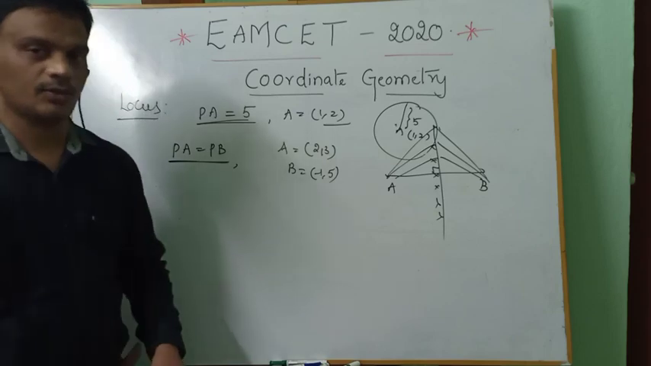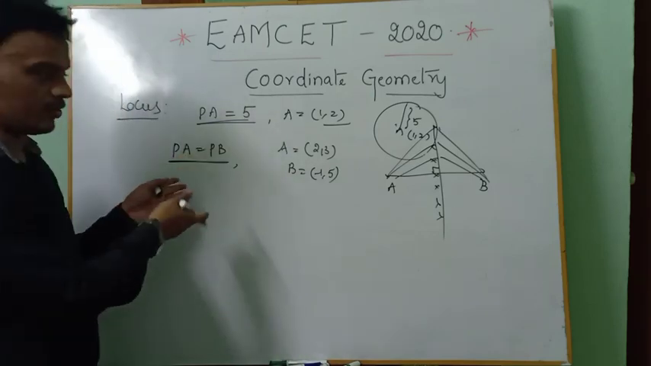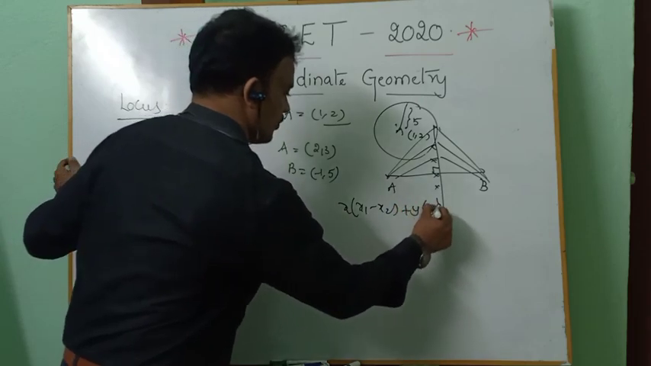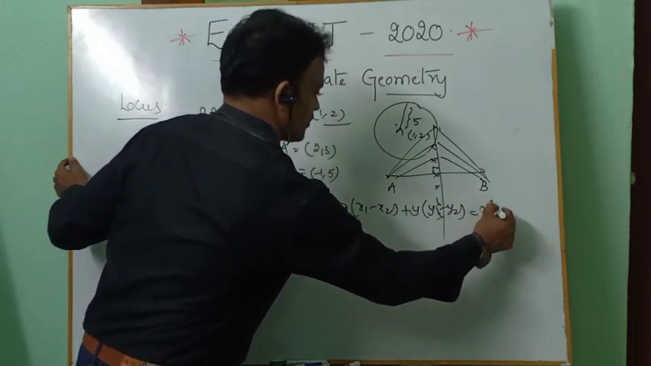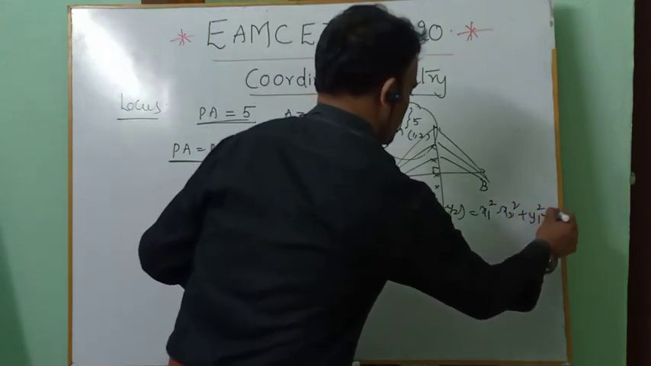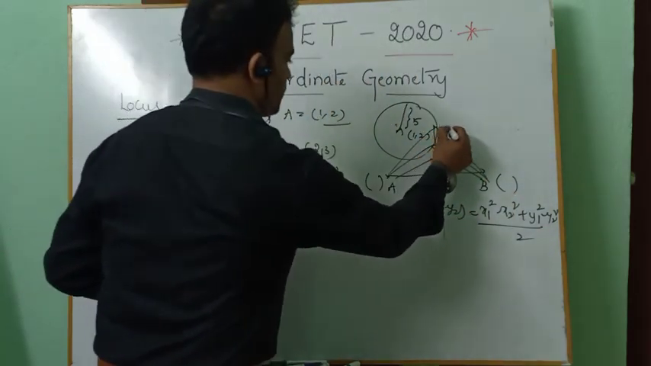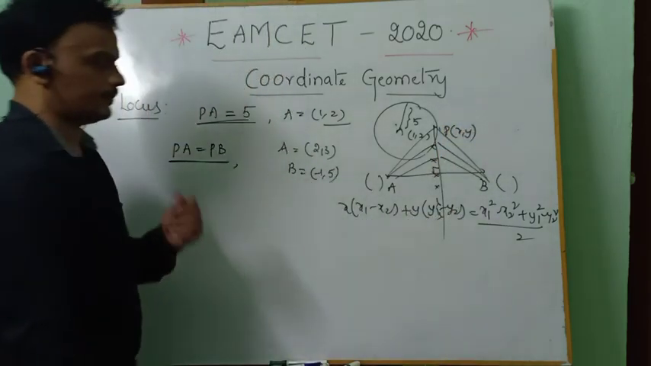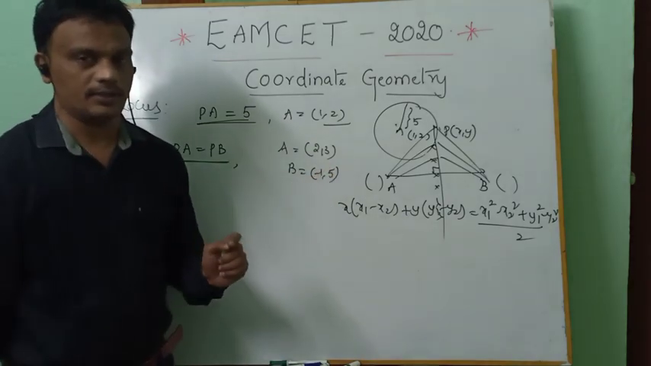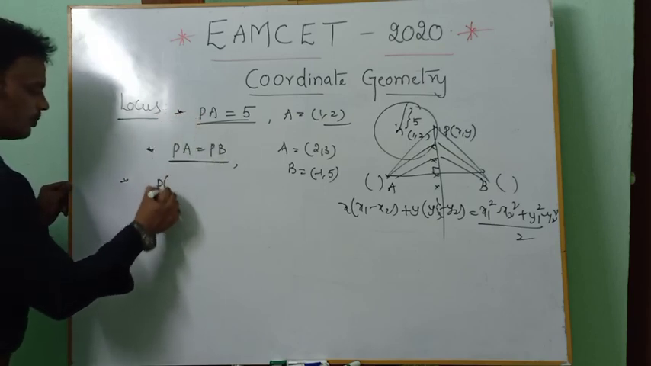What is the equation of the locus? In that case, you are going to find the equation. You can get that by solving, or else x into (x1 minus x2) plus y into (y1 minus y2) equals (x1 square minus x2 square plus y1 square minus y2 square) by 2, where (x1, y1) is the first point, (x2, y2) is the second point, and the locus point P is (x, y). They may sometimes ask for the equation, or they may ask what the locus is.